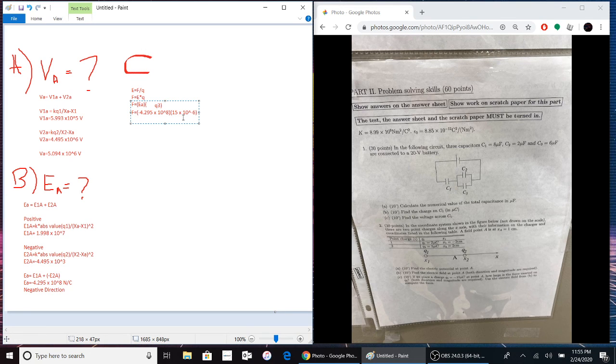And then F, after calculating that out, comes out to 6.443 times 10 to the 3rd newtons, which is what equals F3. And this is in the positive x direction.